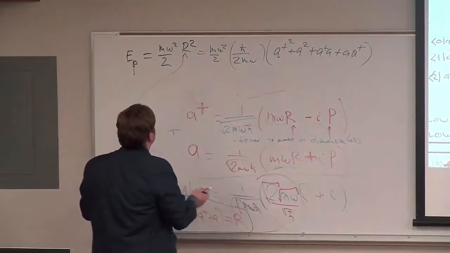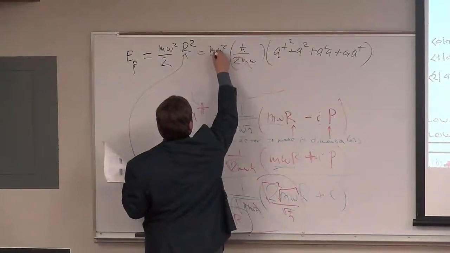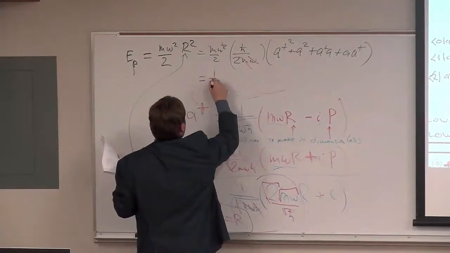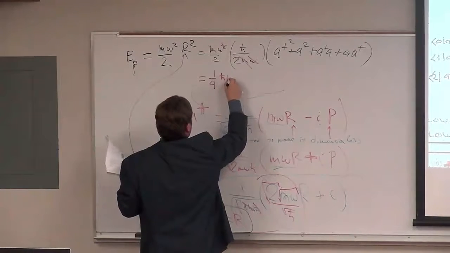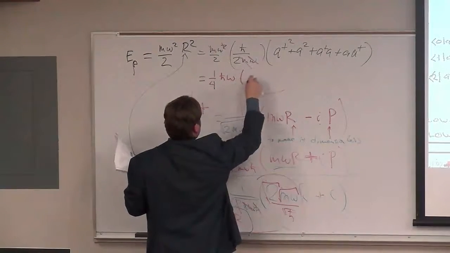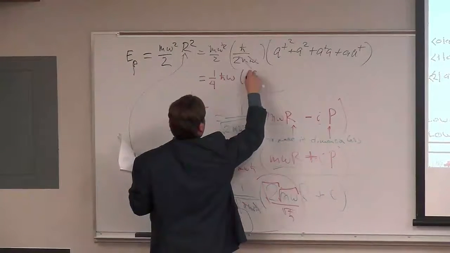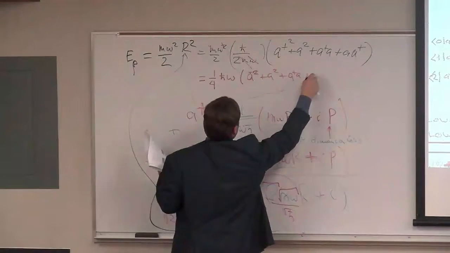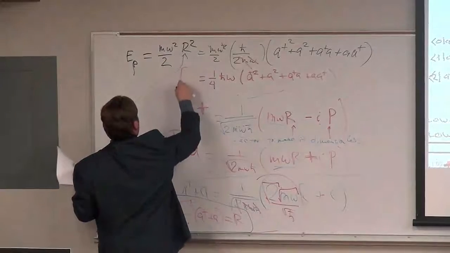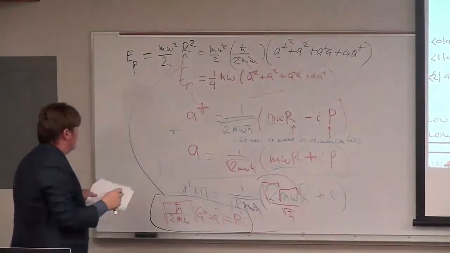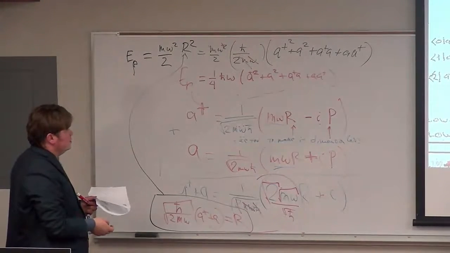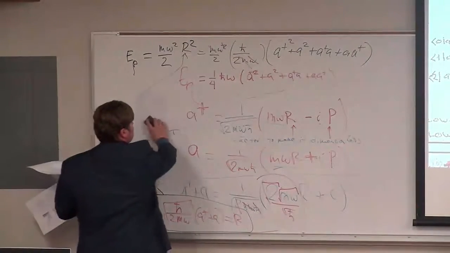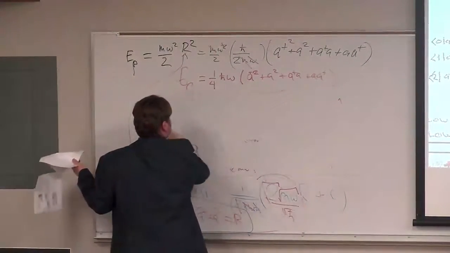So what can be cancelled? Mass can be cancelled. Second power of frequency can be cancelled. And then you have 1/4 h bar omega, a dagger square plus a dagger plus a dagger a plus a dagger. So we have potential. Now, let's make a little experiment and express total energy as a summation of kinetic and potential energy.